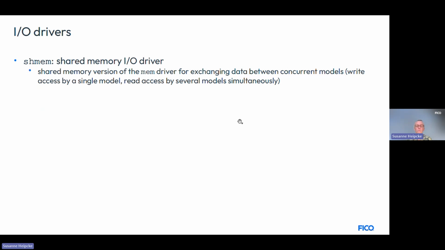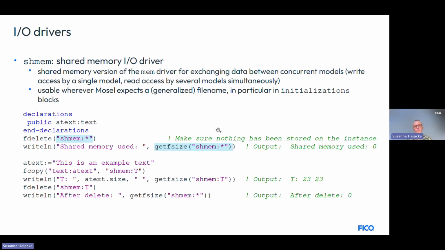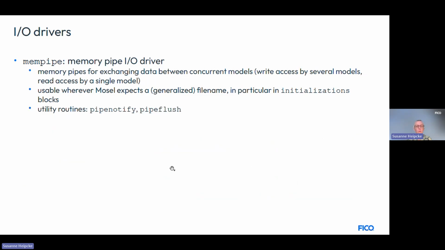Once more, shared memory. It's a generalized version of the mem driver that we have for the basic version of Mosel. And a couple of utility routines, which have really just been introduced with the latest version of Mosel: the shared memory, this asterisk form, deleting everything that is in shared memory, and reporting on the size of information that is stored in shared memory. We have chosen not to have any more detailed reporting on shared memory contents just for security reasons, so that you cannot inspect what other models possibly have written into Mosel memory unless you really know the name of the label you want to read. Okay, and the memory pipe, this is sending data through a pipe between models, also with some utility routines.